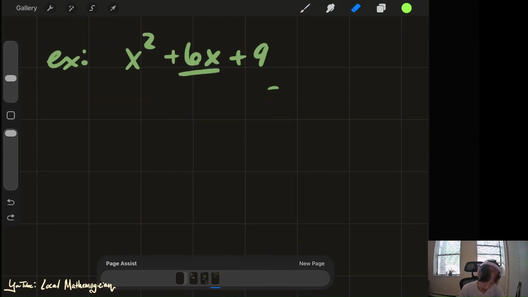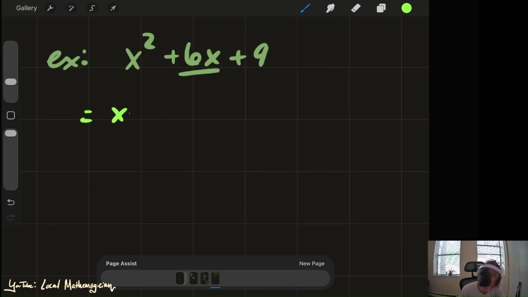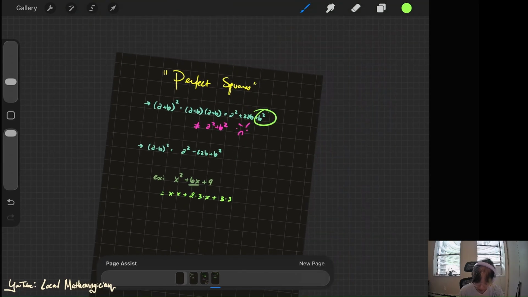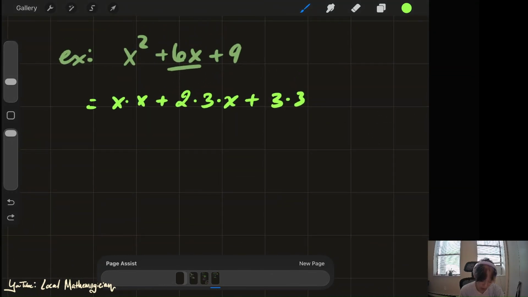Because this guy can be written as x times x plus 2 times 3 times x plus 3 times 3. Looking mighty like that first guy, huh? Because it is. All right. Okay, in that case, we can actually just write this as x plus 3 squared. I want you to be able to see these things and do them in your sleep.